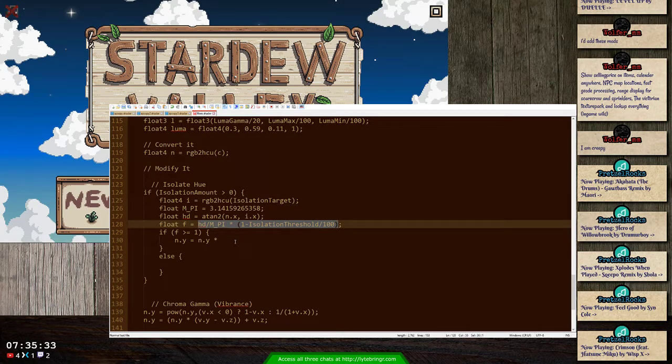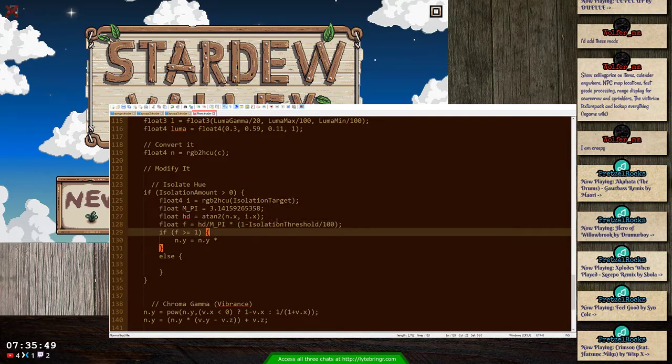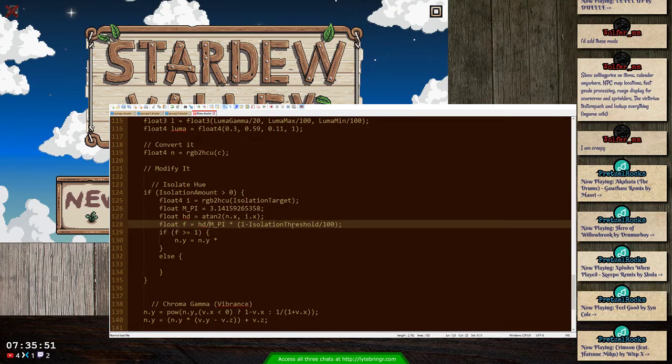Is this correct? So HD will be an angle up to pi. Divided by pi is a fraction between 0 and 1. Isolation threshold over 100 will be a fraction. 1 minus will still be a fraction. Multiply the two together. Is that really what I want?